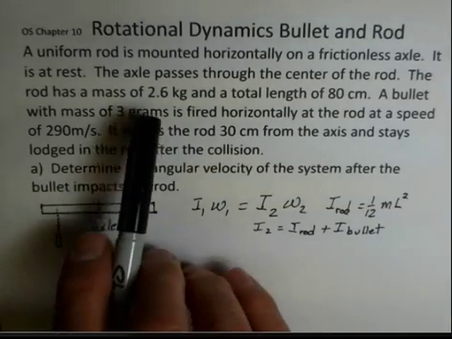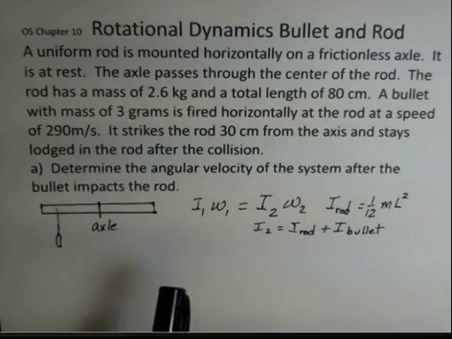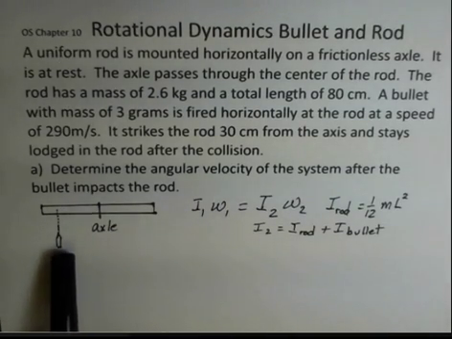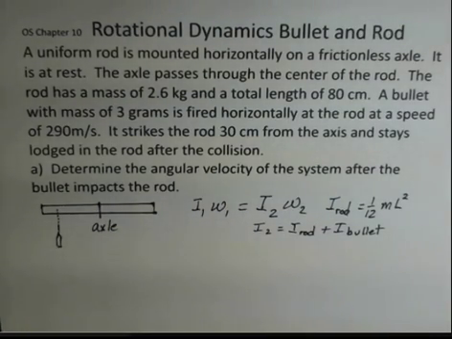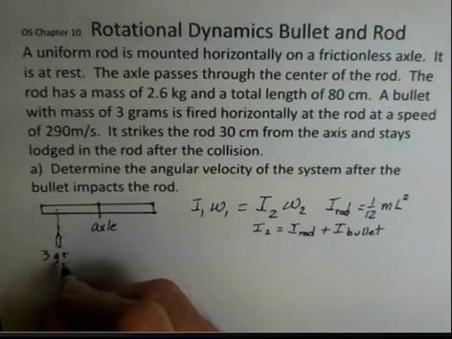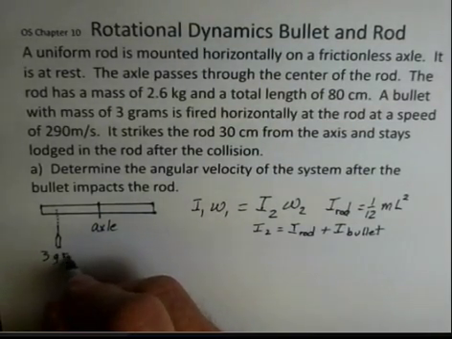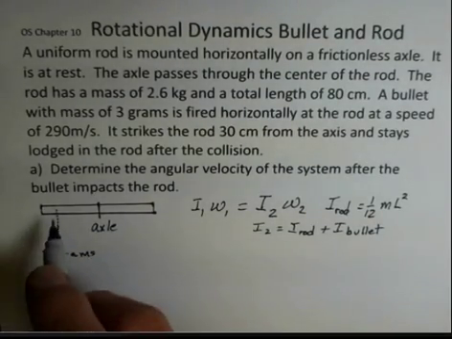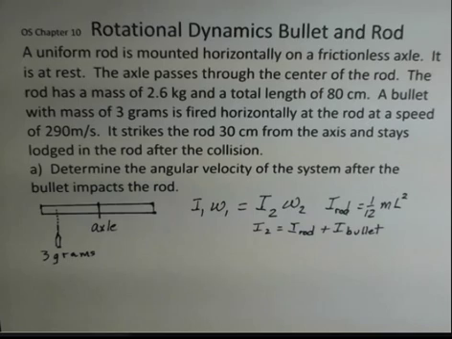And the rod has some characteristics: 2.6 kilograms, total length of 80 centimeters. We're firing a bullet that has a mass of 3 grams, and this bullet has a speed of 290 meters per second. So it's going to impact the rod, and it's going to be captured by the rod. It's not going to pass on through. We're going to say it strikes a rod and is captured.